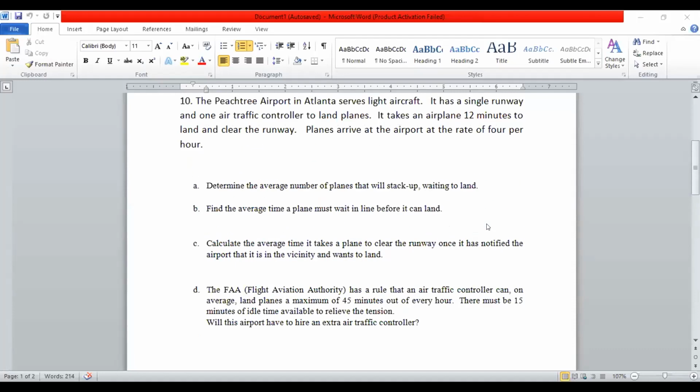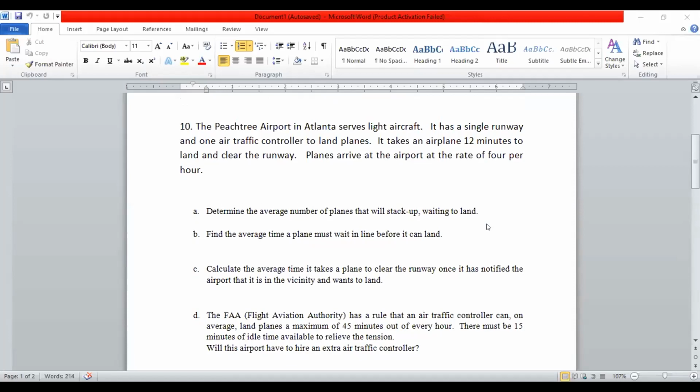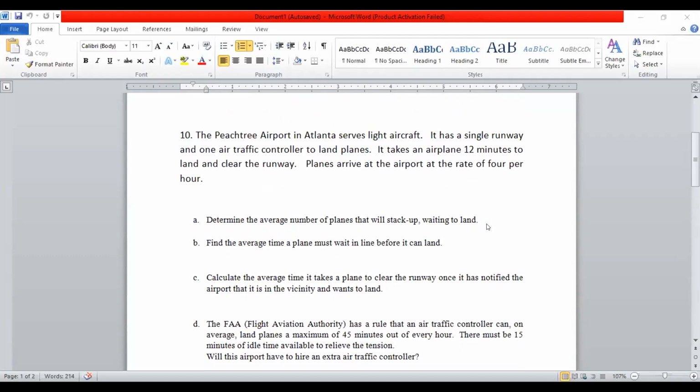Yes, I'm seeing it. Okay, so this is what I did for question 10. The Peachtree Airport in Atlanta serves light aircraft. It has a single runway and one air traffic controller to land planes. It takes an airplane 12 minutes to land and clear the runway. Planes arrive at the airport at the rate of 4 per hour.